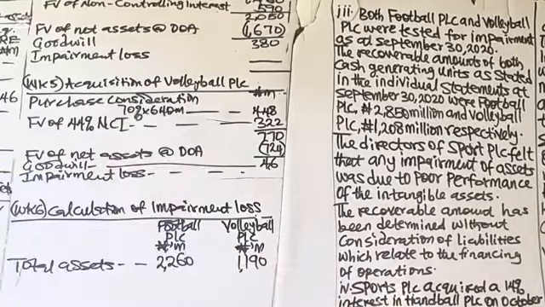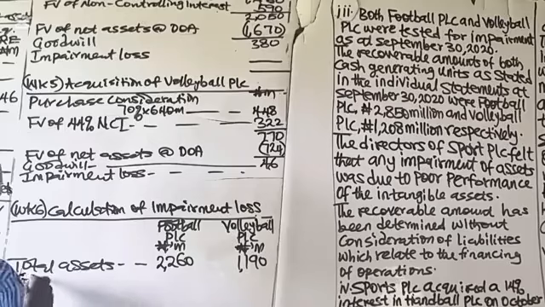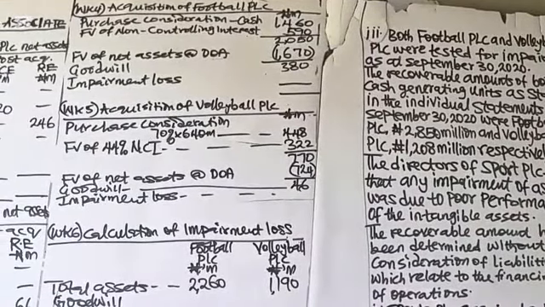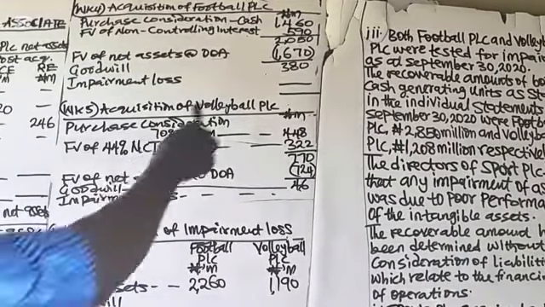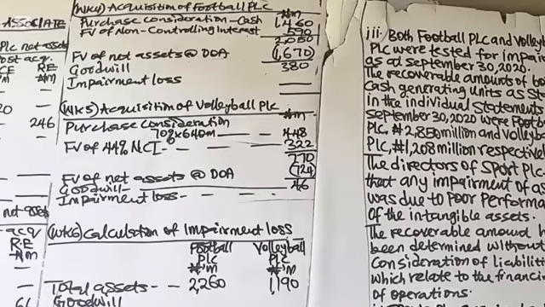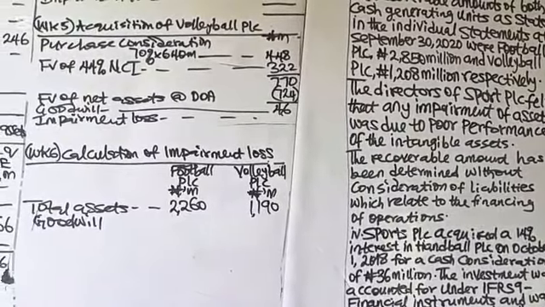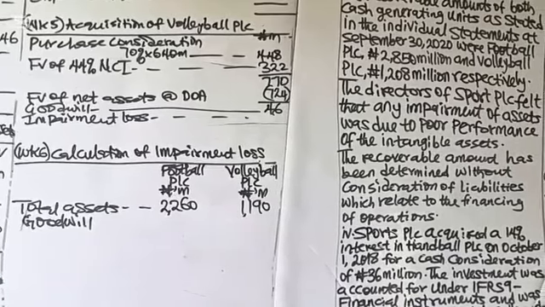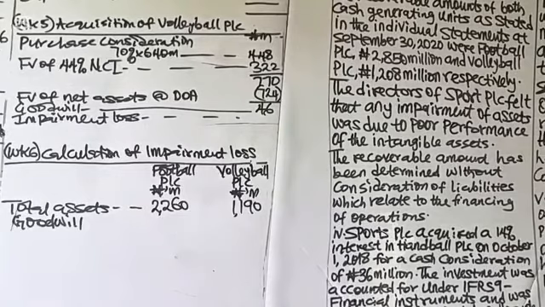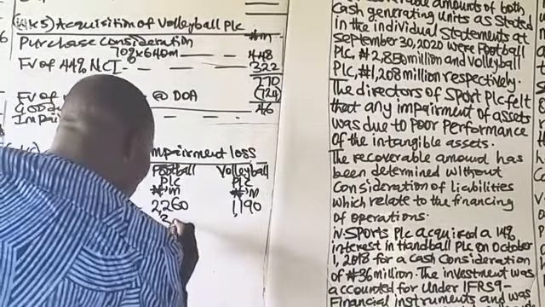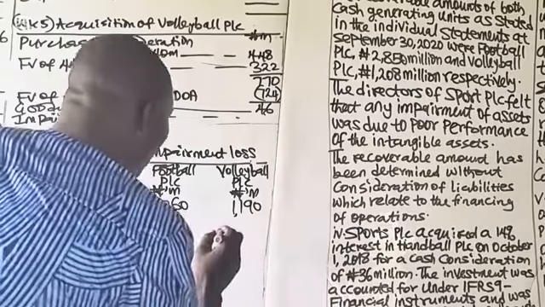Then we have the calculated goodwill on acquisition of the subsidiaries. The goodwill on acquisition of Football PLC amounted to 380. And that of Volleyball is 46. So we have 46 as the goodwill on acquisition of Volleyball. So Football 380, Volleyball 46.